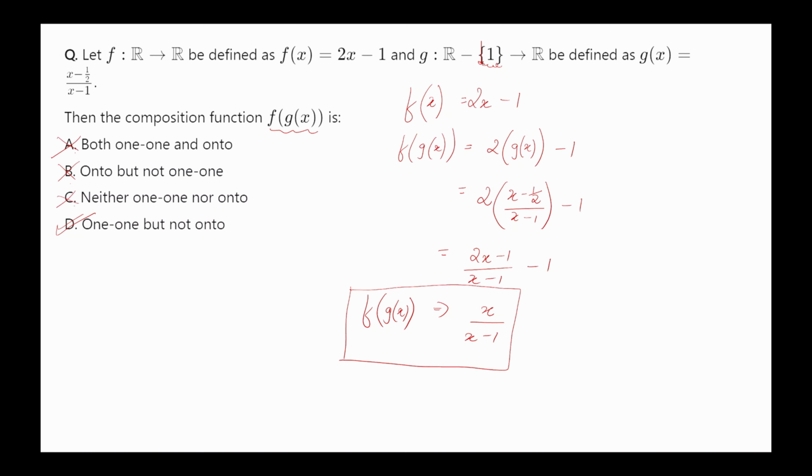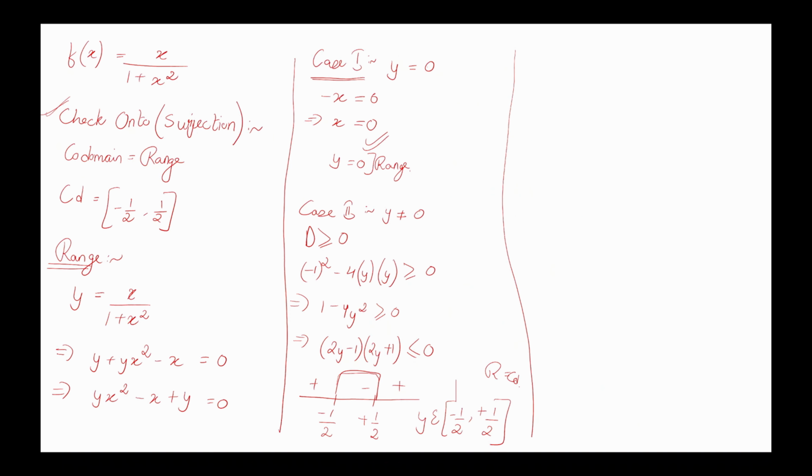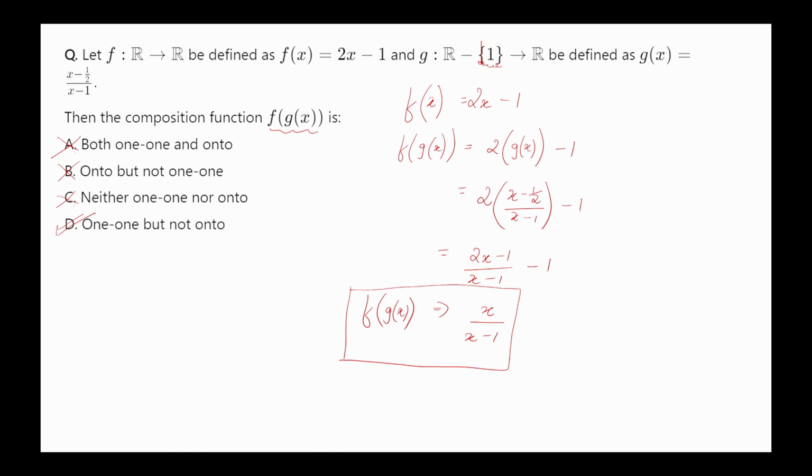So I hope you must have understood how we solve questions of 1, 1 and onto function. And these two questions that we just solved were asked in previous year JEE Mains. So you can see the level of questions that they are asking. Very simple. Just the thing is, you need to have patience and solve them carefully so that you do not make any silly mistakes.